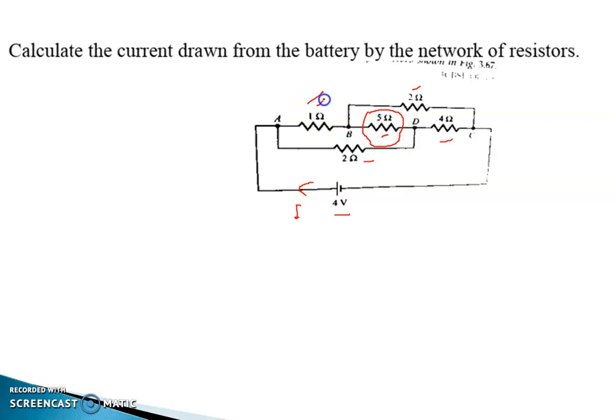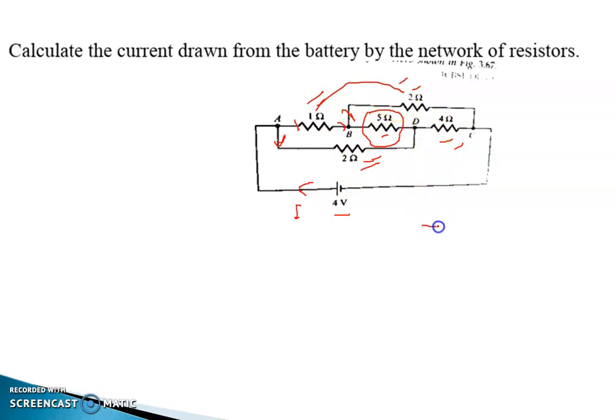Now if P by Q is equal to R by S, there will be no current in the 5 ohm resistor. It means current will pass through the 1 ohm resistor and it will pass through the 2 ohm resistor also. Now these two resistances will be in series, and in the second branch there will be I2, the second current. It will flow through the 2 ohm resistor and pass through the 4 ohm resistor. So 2 and 4 will be in series and 1 ohm and 2 ohm will be in series.